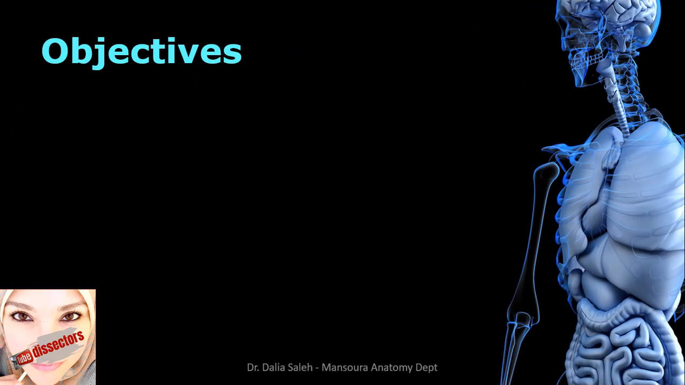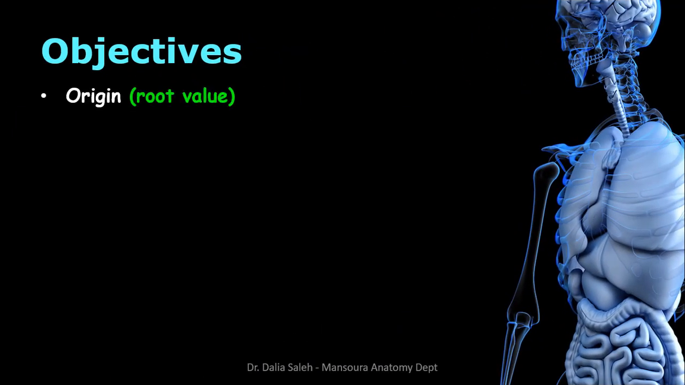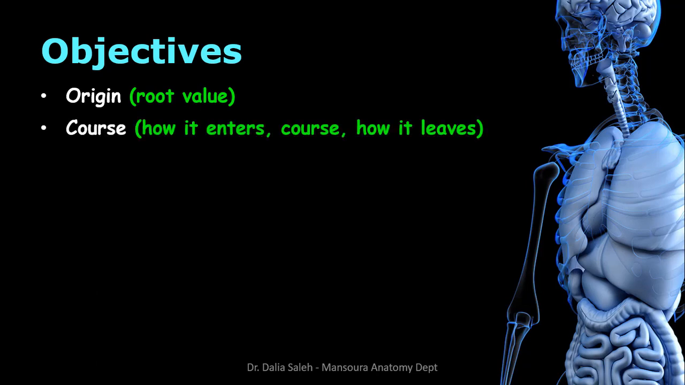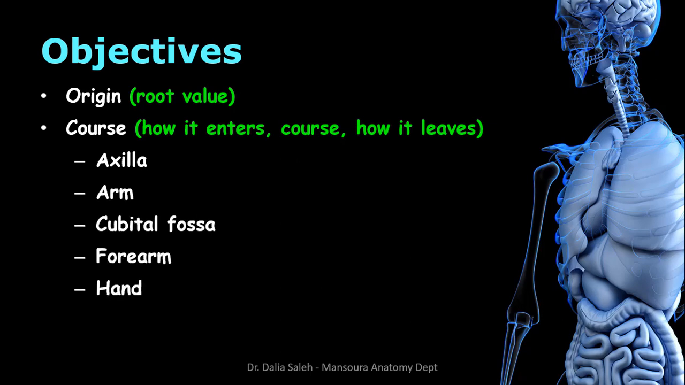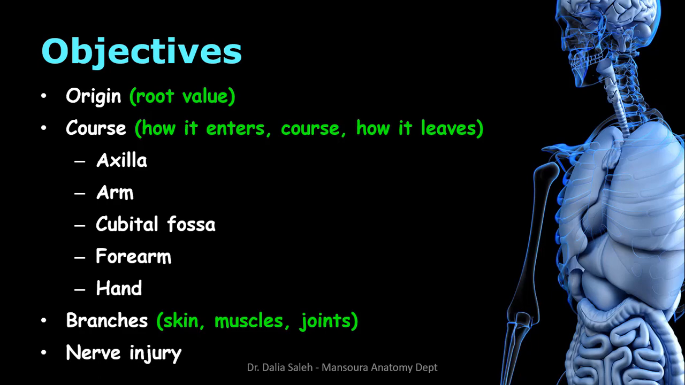The objectives of my presentation are: first, I'm going to talk about the origin of the ulnar nerve, its course inside the axilla, the arm, the cubital fossa, the forearm, and inside the hand. And then I'm going to talk about its branches, either cutaneous, muscular, or articular, and finally about its injury.